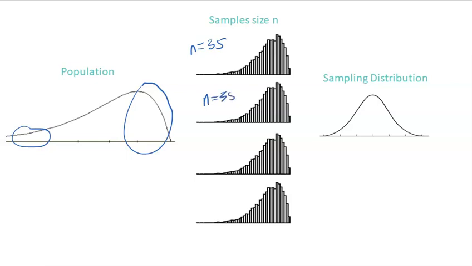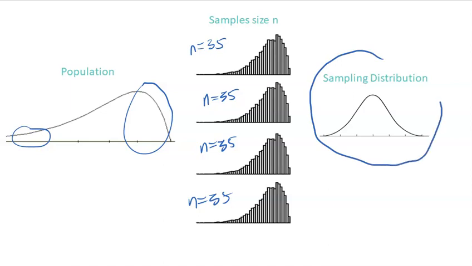Here's another sample of 35. Here's another sample of 35. Here's another sample of 35. Again, if your population is skewed left, guess what? Your individual samples will probably be skewed left as well. But here's where the central limit theorem kicks in. The sampling distribution is always going to be normal, even if your population is skewed.